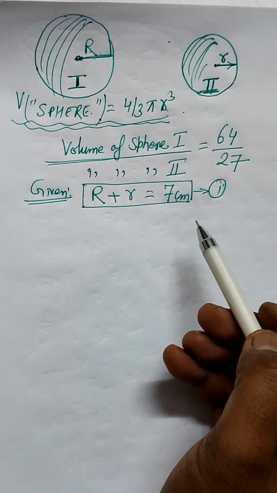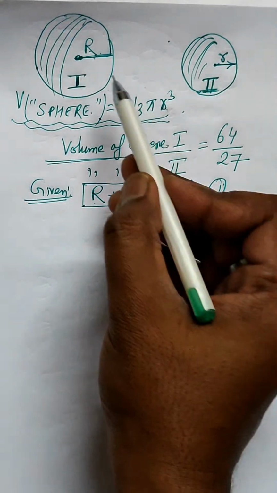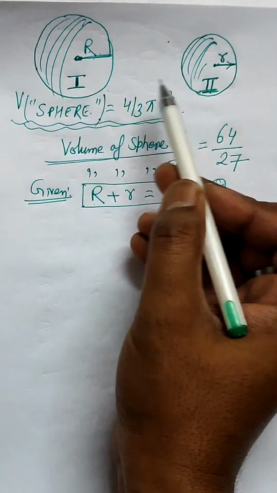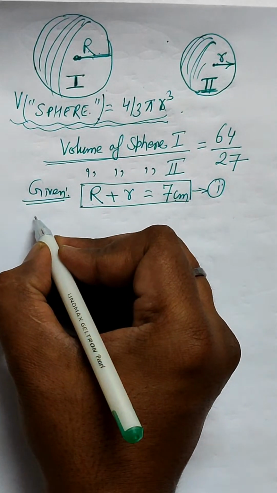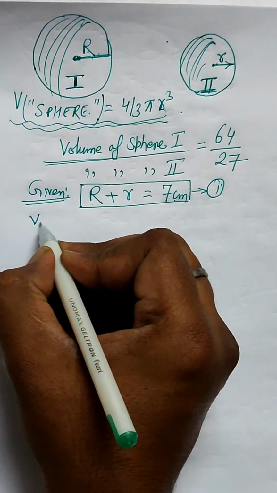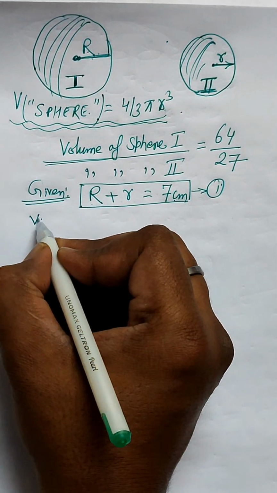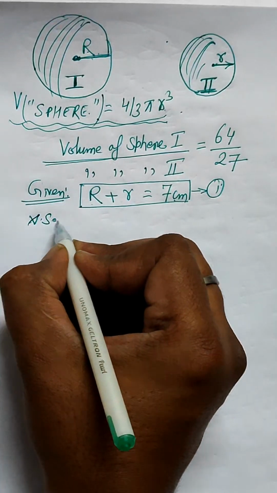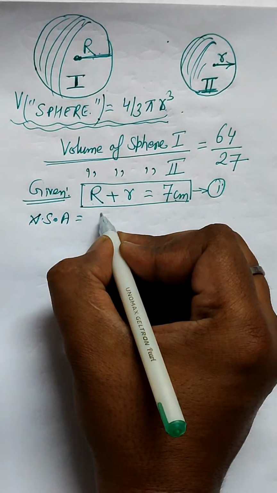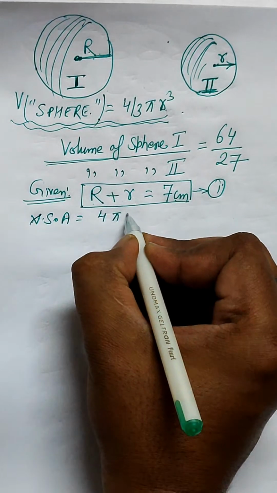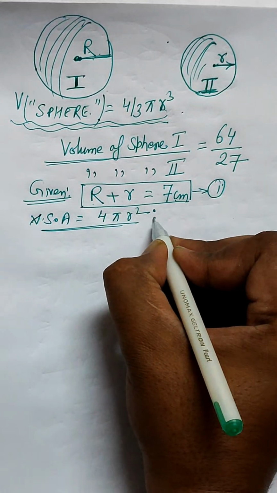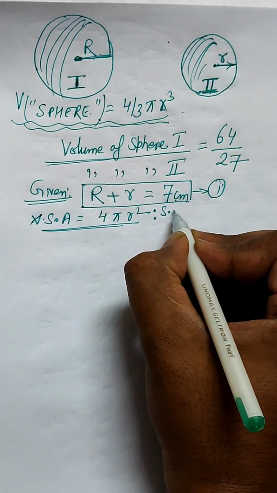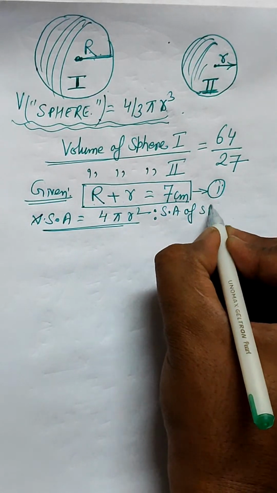And what is the second data which is given? We need to find the difference of their surface areas. You also need to remember one of the formulas for a sphere, that the surface area is 4 pi r square, isn't it? This is the formula for the surface area of a sphere, right?